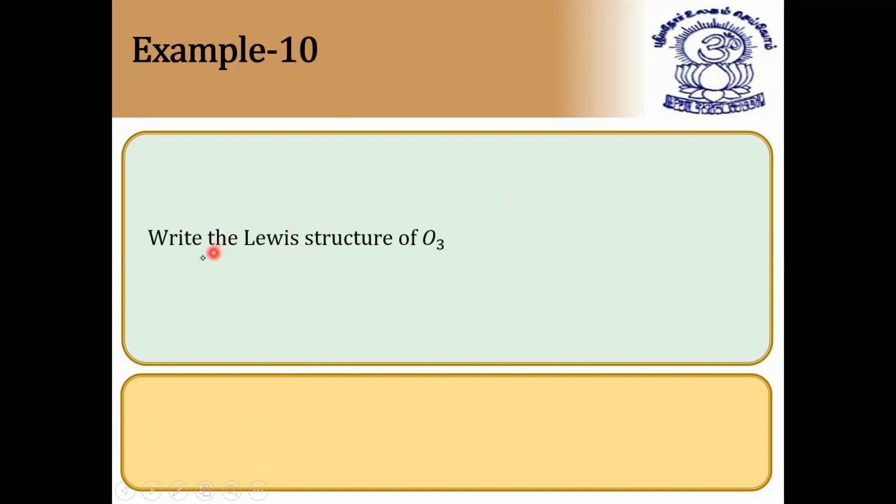Example 10. All these examples are important, and most important is the ozone molecule. If you know the ozone structure, it's very important because they'll ask the oxygen states of the ozone molecule. So definitely it is going to come in many competitive exams. For many years it has come in competitive exams. So this structure is most important. You can just see the structure.